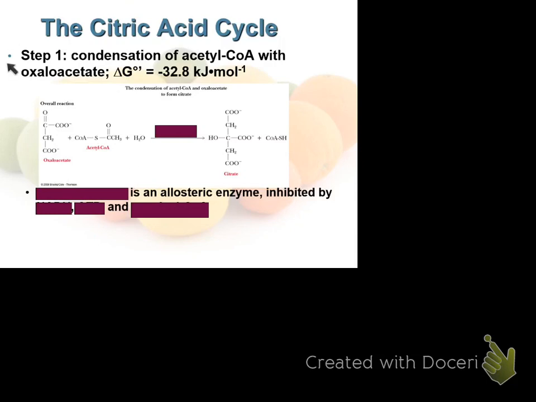And so here we have OAA, or oxaloacetate, hooking up with the acetyl-CoA and water to make citrate, and this is where we get this tricarboxylic acid idea, because there's 1, 2, 3 carboxylates there, and you get your coenzyme A back to go on and do this again.